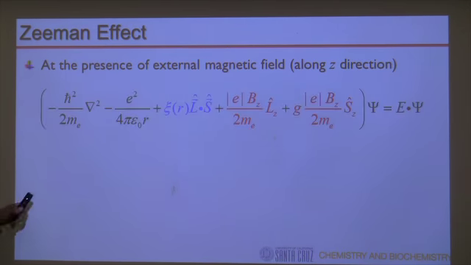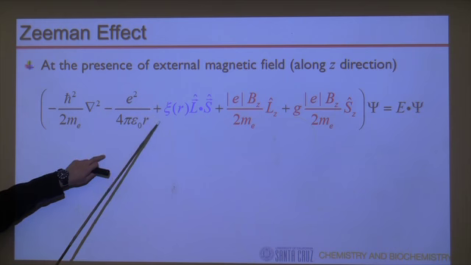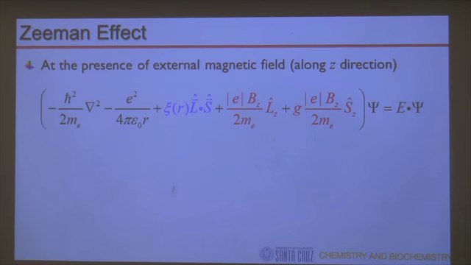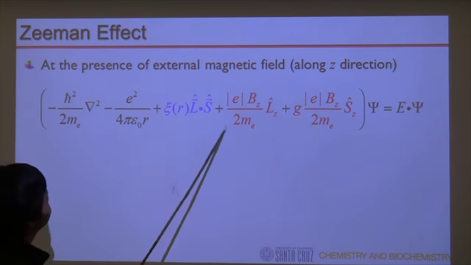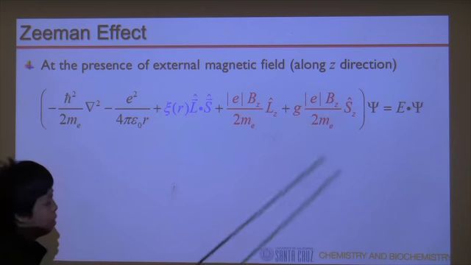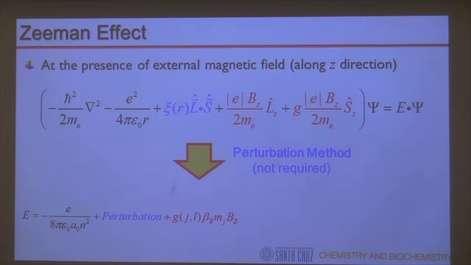Okay. For this situation, the Schrodinger equation still includes LS coupling. So here, I'm still considering LS coupling, but with 2 more additional terms. This one accounts for the interaction between the orbital angular momentum and the external magnetic field. This term accounts for the interaction between your spin angular momentum and the external magnetic field. So you have 2 more energy terms. And again, you have to use the perturbation method to solve the energy like this.